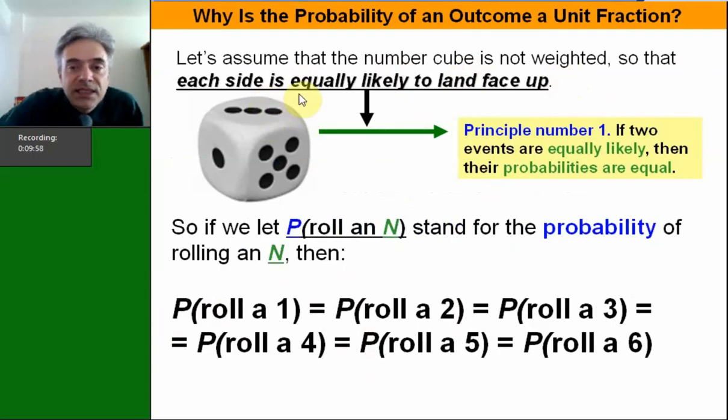So that each side is equally likely to land face up. So this is principle number one, okay? If two events are equally likely, then the probabilities are equal. So let's put this in the form of an equation.